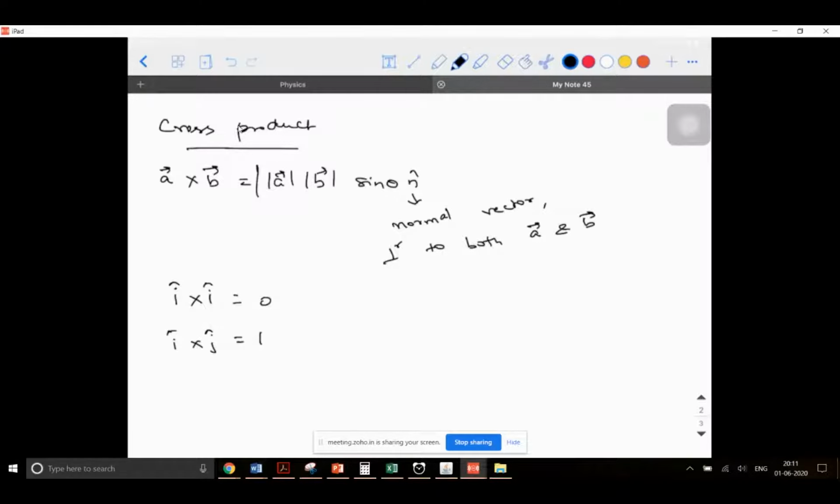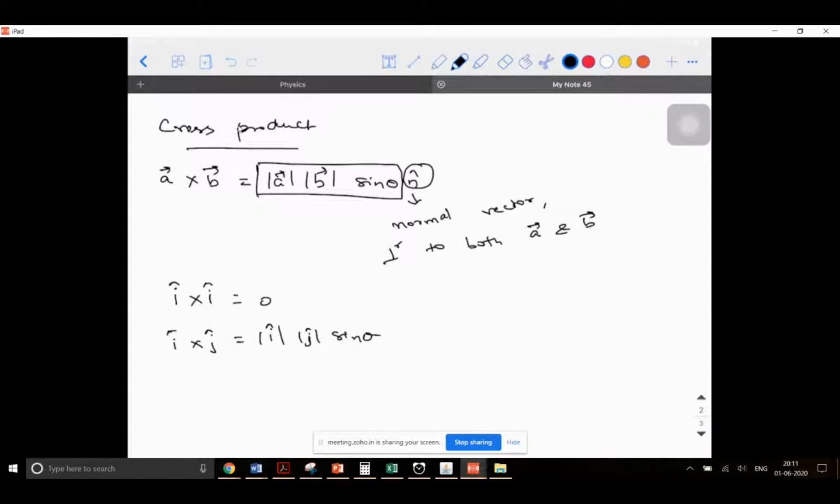You were saying 1 because only of this factor, but I am more concerned about this. This is what is going to decide. So how do I write it? Magnitude of I cap into magnitude of J cap into sine theta multiplied with the unit vector. The unit vector is a normal vector which is perpendicular to both the vectors for which you are doing the cross product.